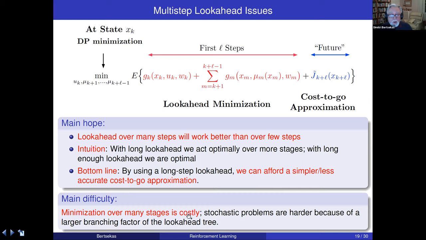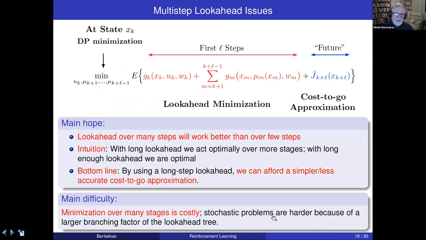And notice also that the difficulty becomes even more acute when you have a stochastic problem. The reason is that for a stochastic problem, you have to look ahead at the possible controls that you can use, and then for each one of those values, find also the next states that you find yourself in, depending on the WK, the stochastic parameters. So the branching factor increases twice as fast in stochastic problems than in deterministic problems. And you're faced pretty quickly with a huge look ahead tree that's very hard to deal with in stochastic problems.